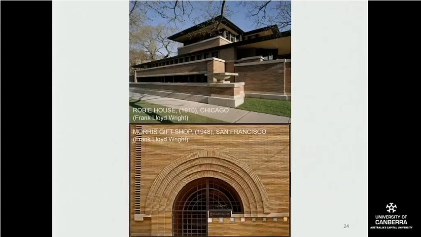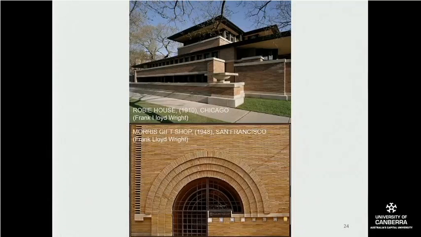Down the bottom, you can see the Morris gift shop of 1948 in San Francisco. This was a prototype of the later Guggenheim Museum, as there's a curled ramp inside. But Wright was very much using the properties of brick in order to achieve certain structural ends in employing the form of the arch.